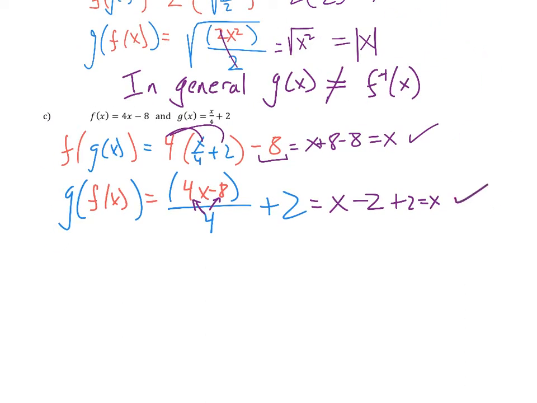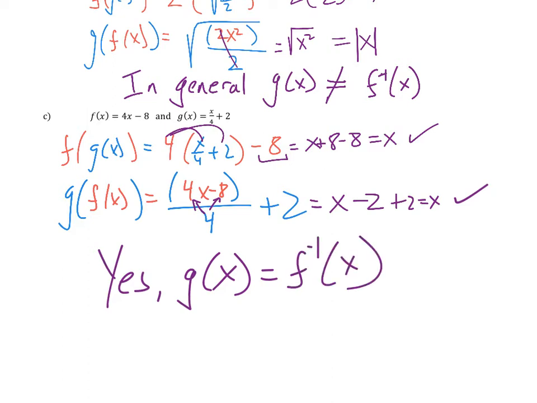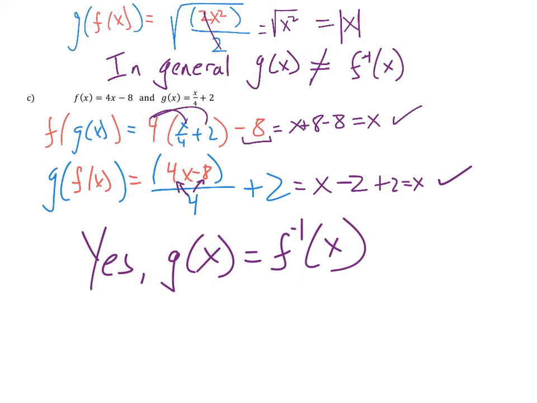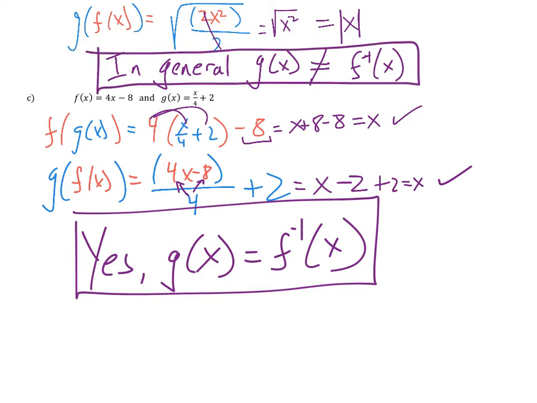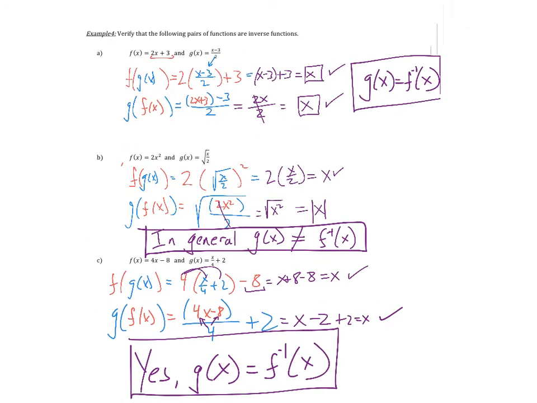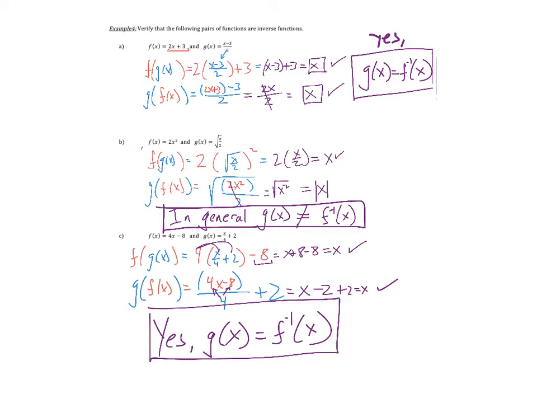So they both come out to be x when we compose them both ways. So yes, g of x is the inverse of f. All right. That's the idea there. Here it was not because they both didn't equal x in the end. And up here, the first one, yes, it was true. It was an inverse function.